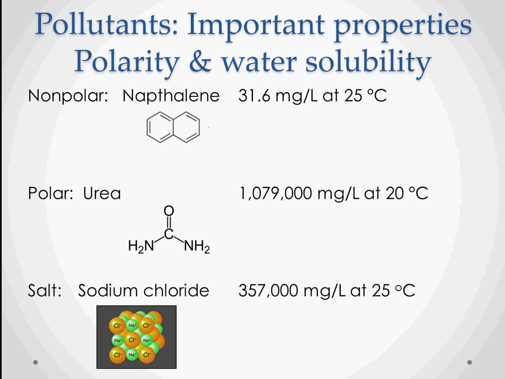And this is just giving you some examples. At the top, we've got a nonpolar substance, naphthalene. It's just carbon and hydrogen, and you can see it's got a really low solubility in water. A polar substance like urea, you can see it's polar, so you'd have your lone pairs of electrons up here creating some negative charge and some positive charge down here. It dissolves really well in water, about 1,000,000 milligrams per liter. Sodium chloride, just to give you a frame of reference, doesn't dissolve quite as well in water as urea, but still very well.